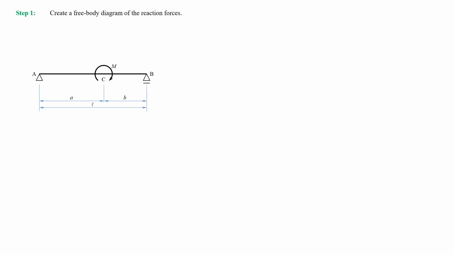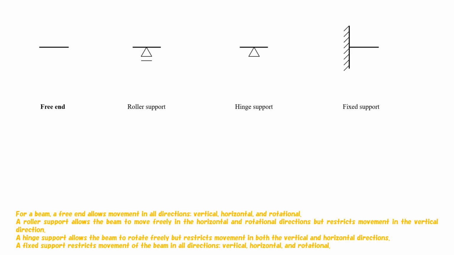Step 1. Create a free body diagram of the reaction forces. For a beam, a free end allows movement in all directions: vertical, horizontal, and rotational. A roller support allows the beam to move freely in the horizontal and rotational directions, but restricts movement in the vertical direction. A hinge support allows the beam to rotate freely, but restricts movement in both the vertical and horizontal directions. A fixed support restricts movement of the beam in all directions: vertical, horizontal, and rotational.